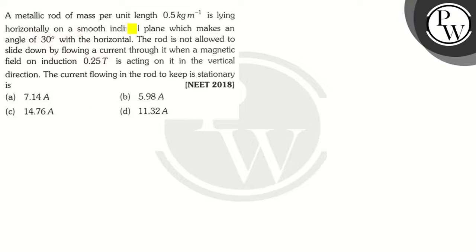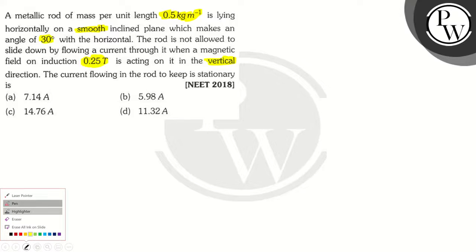A metallic rod of mass per unit length 0.5 kg per meter is lying horizontally on a smooth inclined plane which makes an angle of 30 degrees with the horizontal. The rod is not allowed to slide down by flowing a current through it when a magnetic field of induction magnitude 0.25 Tesla is acting on it in the vertical direction. We need to find the current flowing through the rod to keep it stationary.